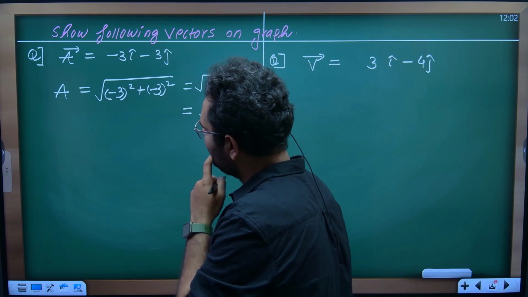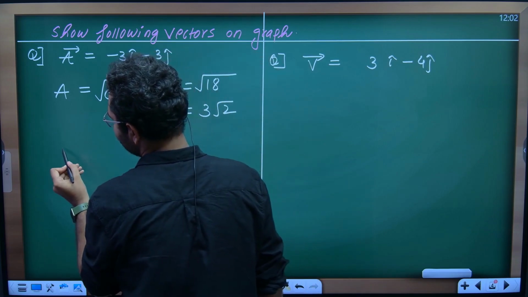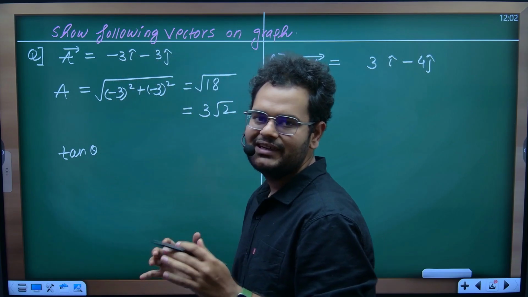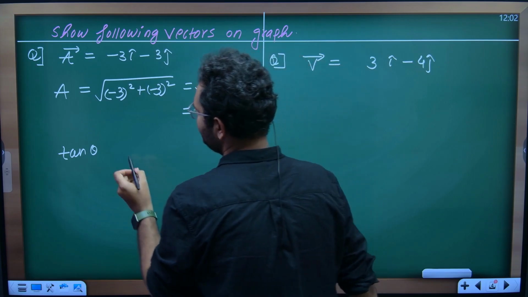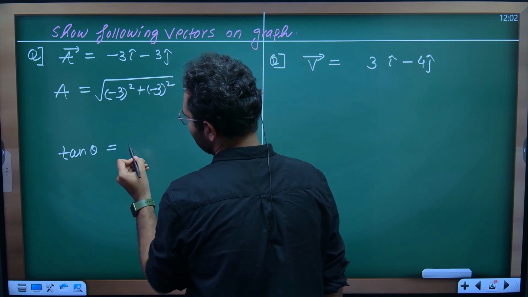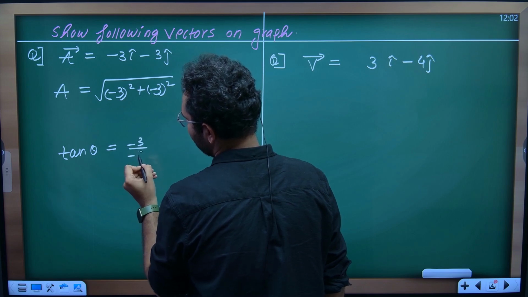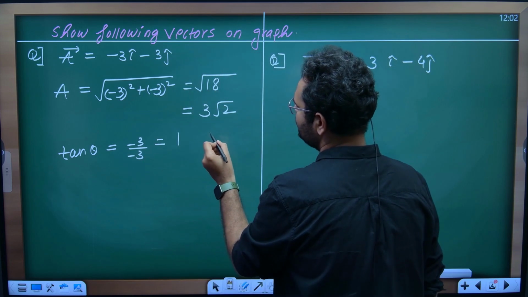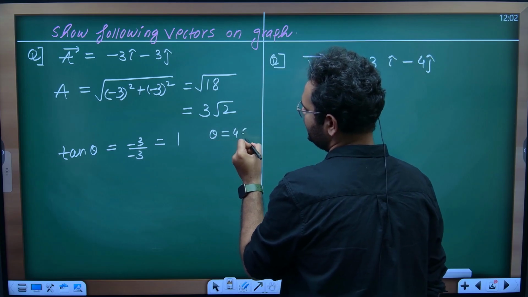Sir, what about the angle which it makes with x-axis? Suppose I want to find the angle with x-axis, that is theta. Generally the angle with x-axis is asked. So the angle with x-axis is simply tan theta, which is what? y upon x, ay upon ax. So ay is minus 3 upon ax, minus 3. How much is this? This is 1. That means theta is equal to what? Theta is equal to 45. Excellent.